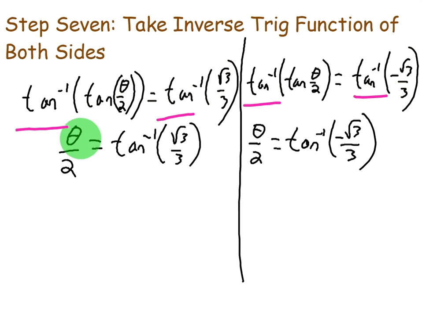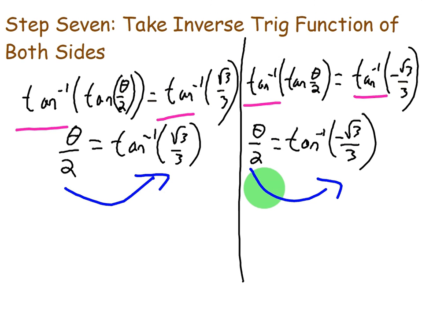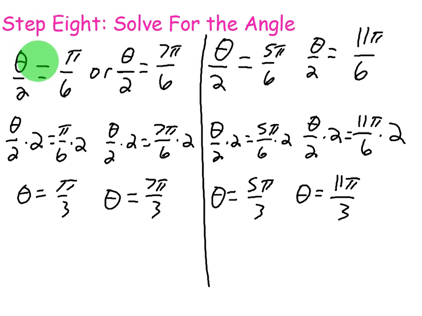So we're left on the left with theta over 2 is equal to tan inverse of square root of 3 over 3. And on the right, theta over 2 is equal to tan inverse of negative square root of 3 over 3. Can anybody guess what the last step is? How are we going to get theta by itself on either side? Well, if you said multiply by 2 on both sides, you are correct. So that's being divided by 2, so I have to multiply it on both sides, which is exactly what I'm going to do.